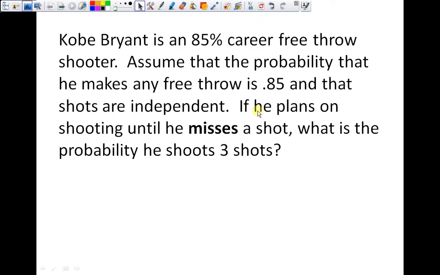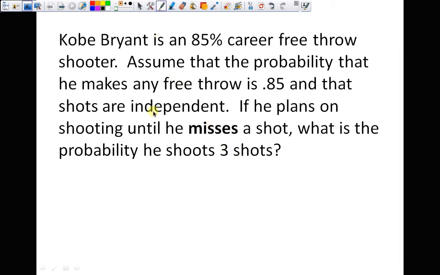So do a couple more. This time, notice same scenario, but he's going to shoot until he misses. So now a success is him missing, which has a probability of 0.15. Okay. So what is the probability he shoots 3 shots? If he's going to shoot 3 shots, he's got to make, make, it's 2 of those, and then finally he's going to miss.